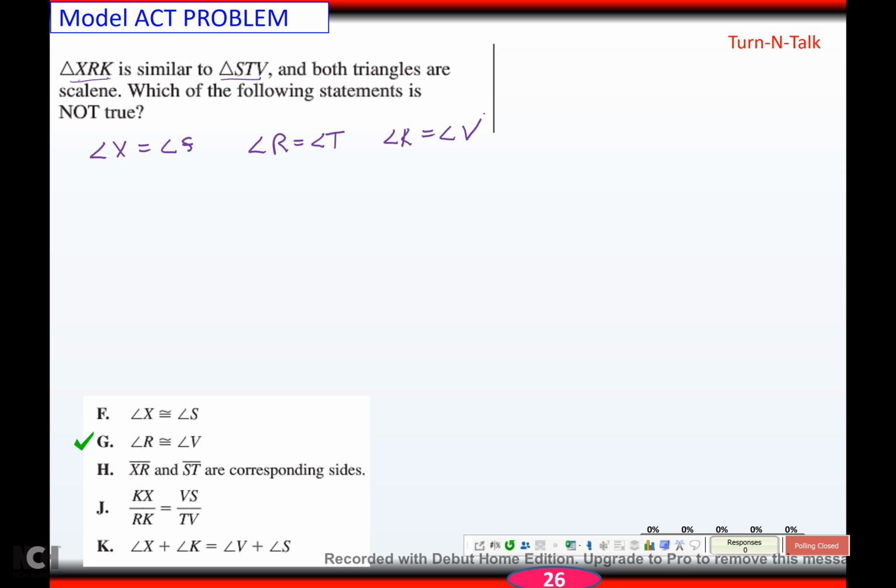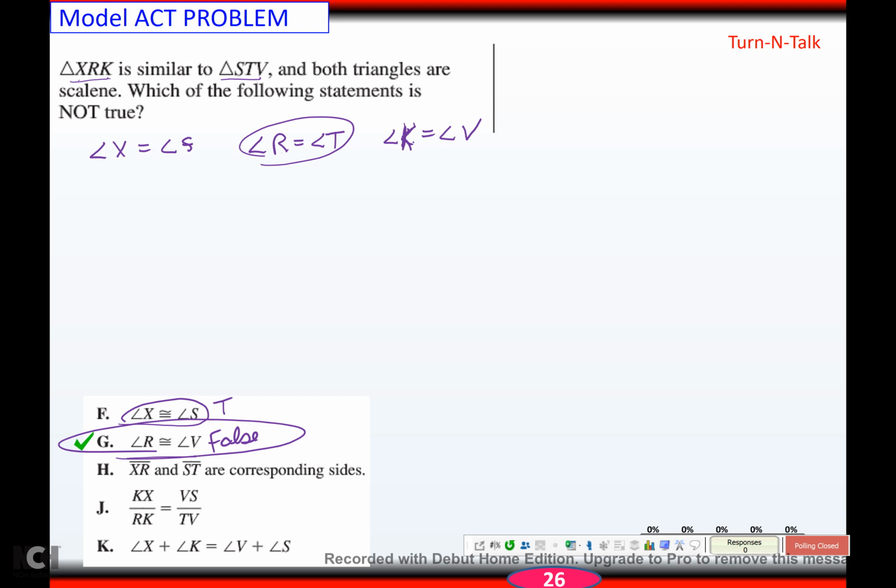So let's check the angles. This says angle X equals angle S. That's true. This says angle R equals angle V, which is false, because angle R equals angle T. So we found the one that's not true. And in a real SAT, I would stop. If there's only one answer, I found the one that's not true, so don't waste time on the others. But because this is a learning practice problem, I'm going to go through the rest and show you why they are true.